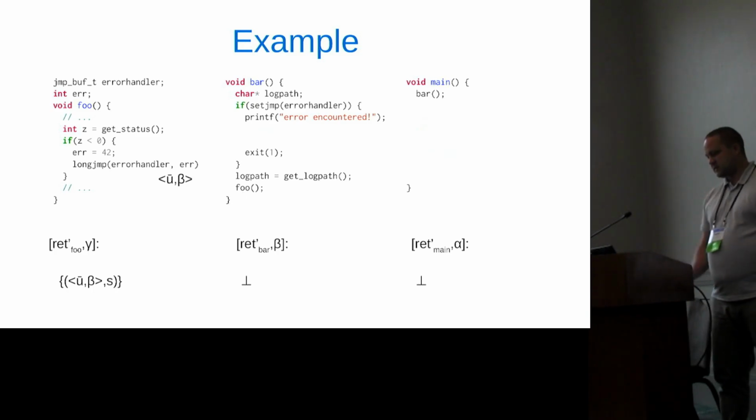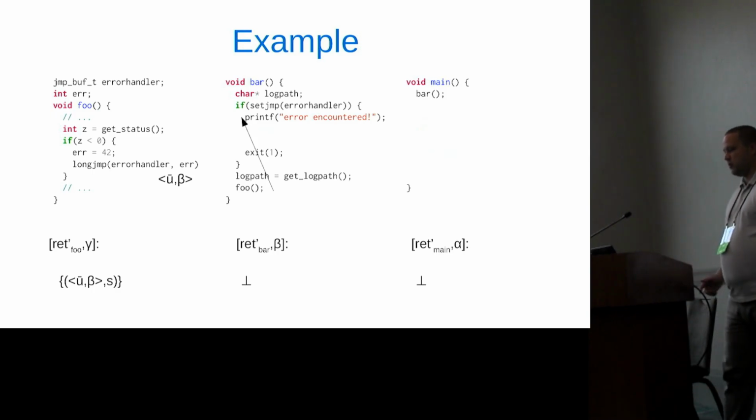So then as a last step, what I do is I propagate the value that I have here from the foo to this location where the setjmp is called.